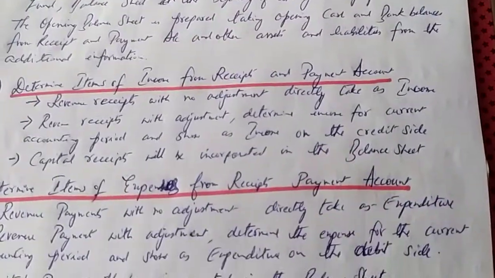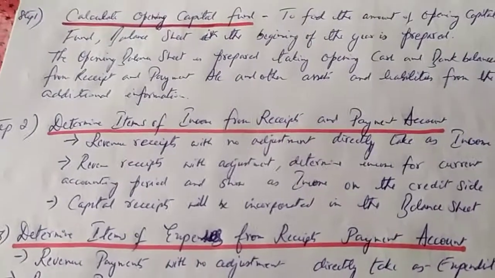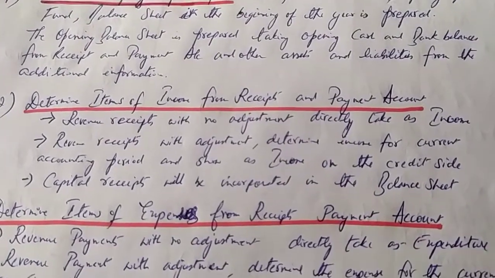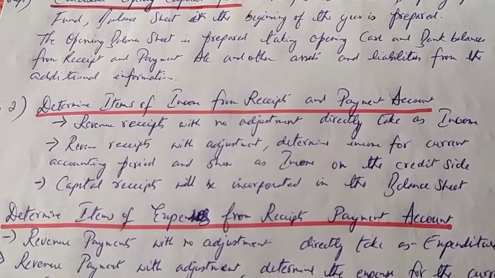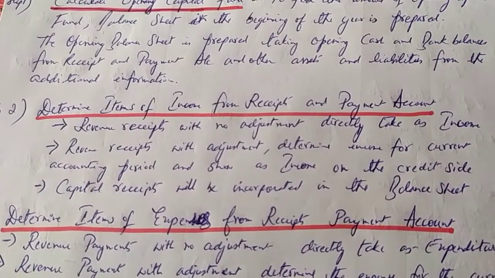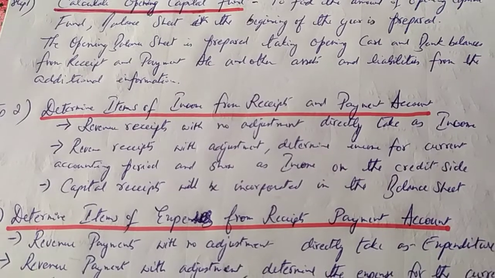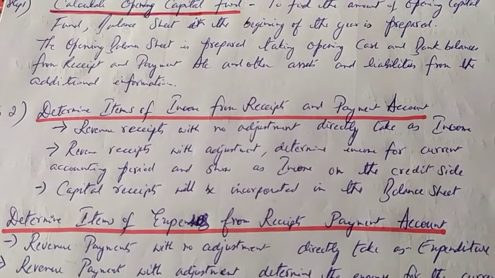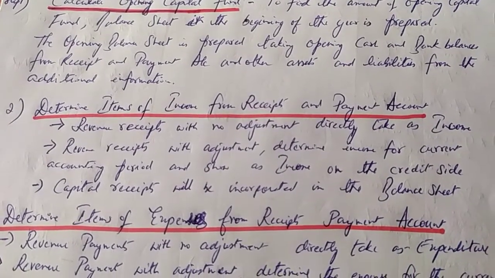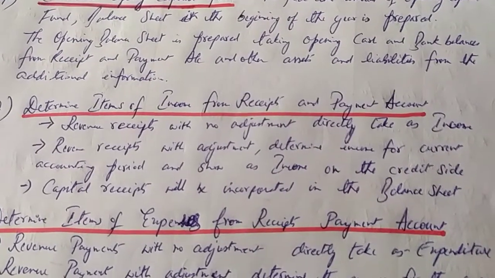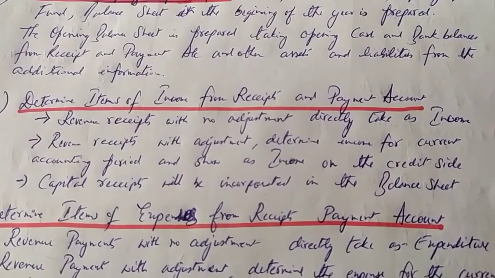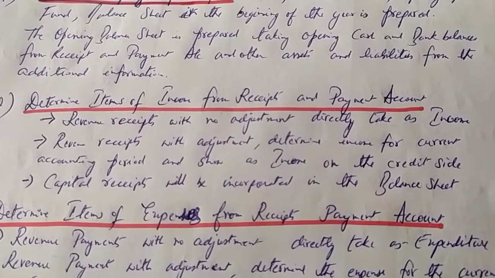Moving on, the second step here will be that you look at the receipt and payment account which will be there in the question. From the receipt and payment account, first we are going to take its receipt side. From the receipt side you have to determine the various incomes that can be recorded in the income and expenditure account. So this is the process of preparing the income and expenditure account.